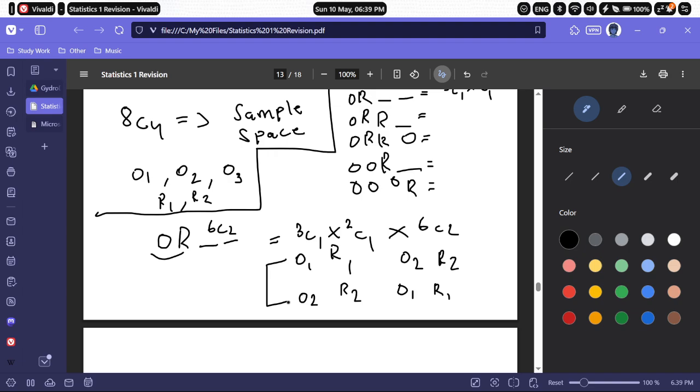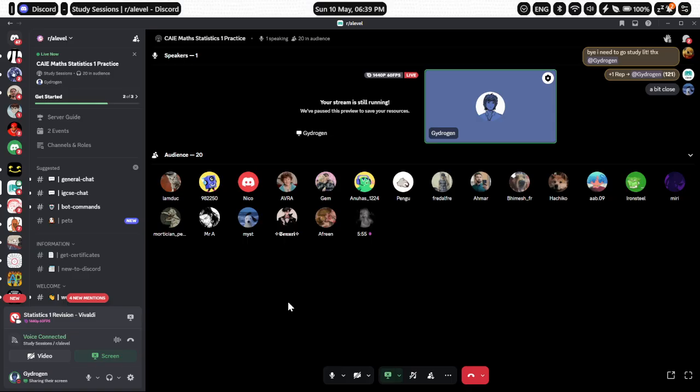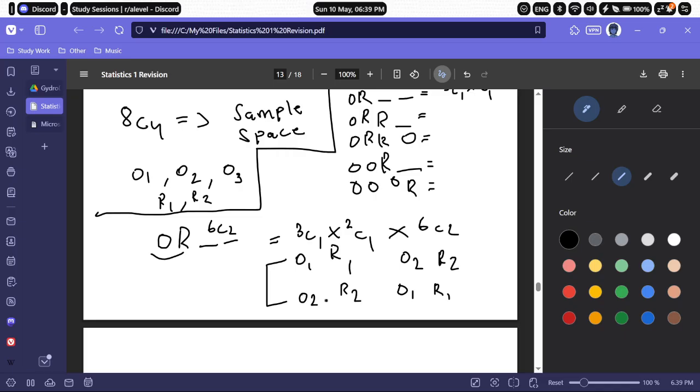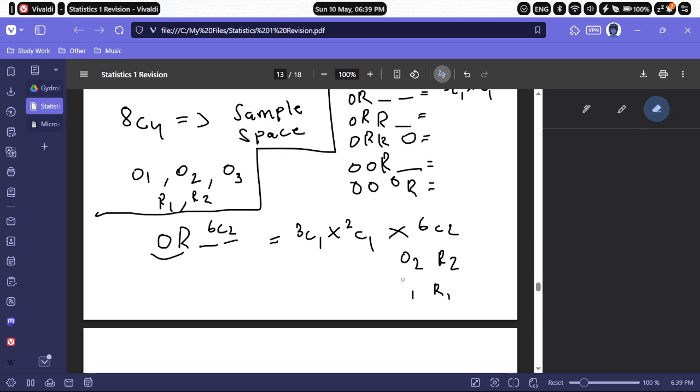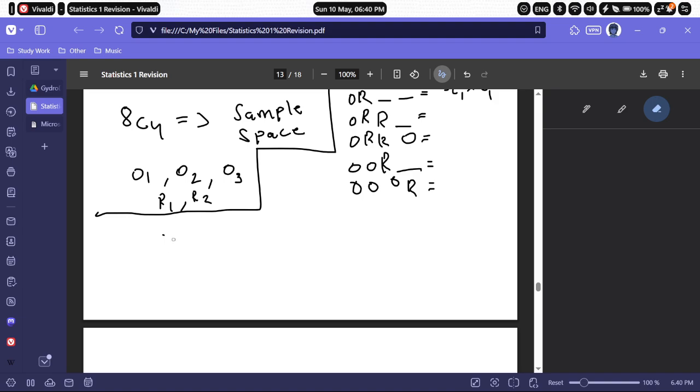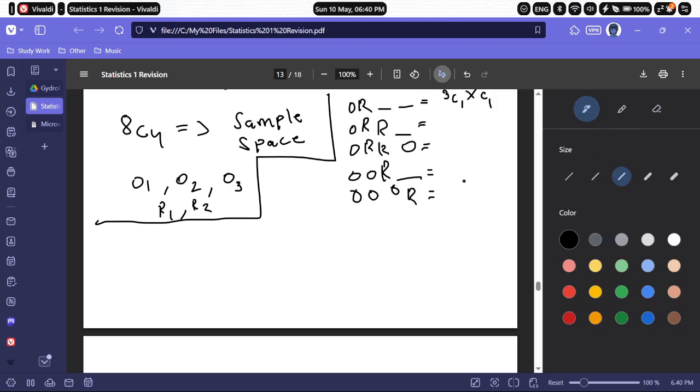It's just selections. But what's happening is that in your first case you're choosing O1 and R1 first using your 3C1 and 2C1, and then after doing 6C2 you're choosing O2 and R2, right? And in the second case you're choosing O2 and R2 using 3C1 and 2C1, and then you're choosing O1 and R1. So order is different, but the selection is basically the same. So they would count as the same cases. This would actually lead to overcounting, which you don't want to happen. Which is why for probability you cannot use that trick as well, unfortunately.